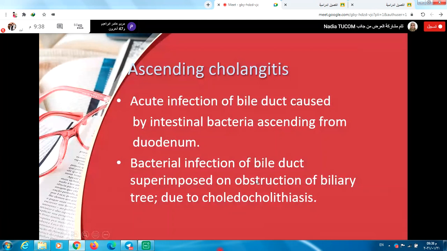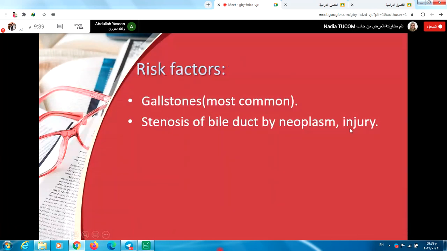The risk factor for ascending cholangitis is gallstone formation. This is the most common cause, that is the gallstone lodged or impacted in the common bile duct, or there is a congenital stenosis of the common bile duct, or obstruction by neoplasm or injury. Injury is mainly caused by endoscopic procedures and surgery. This is the pathophysiology of ascending cholangitis.